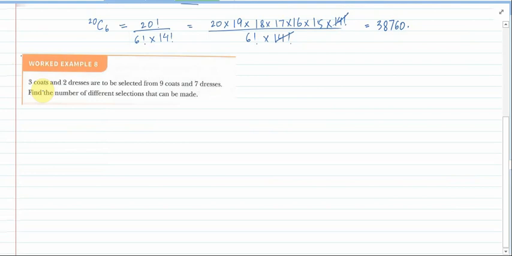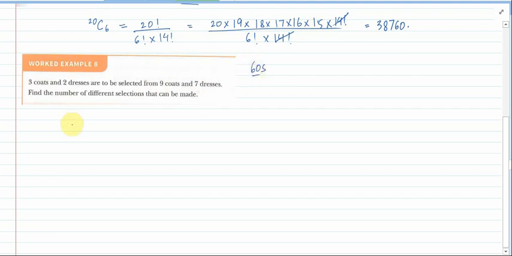It's a book example. It says 3 coats and 2 dresses are to be selected from 9 coats and 7 dresses. Find the number of different selections that can be made. You have 9 coats, and among those you need to select any 3, and among the 7 dresses you need to select any 2. So first give it a try. You have 60 seconds, start.